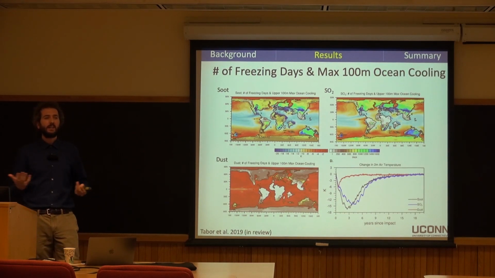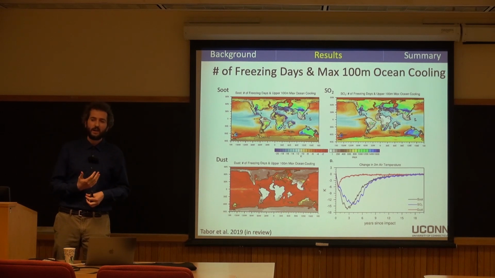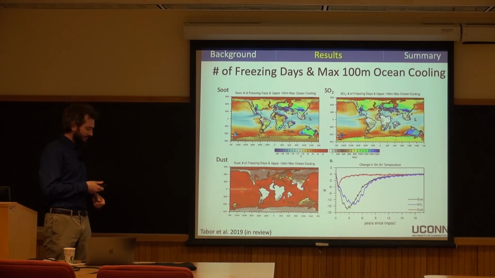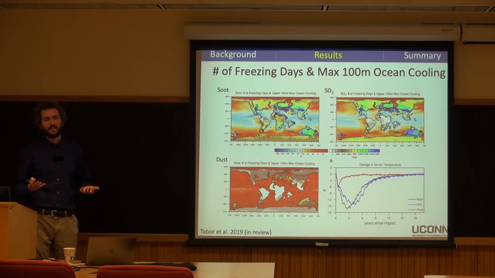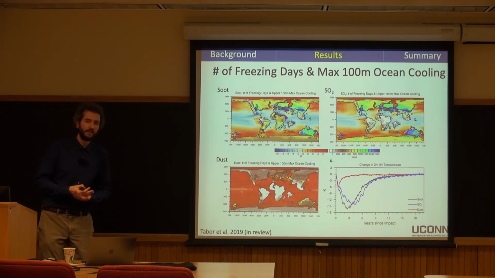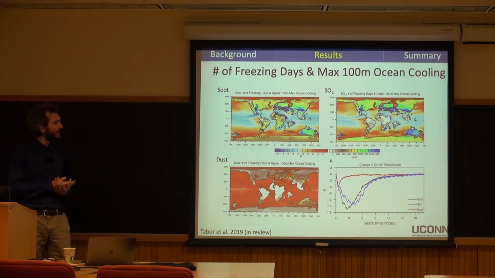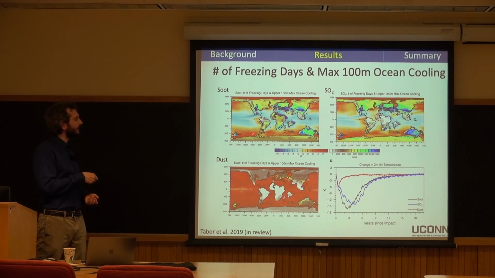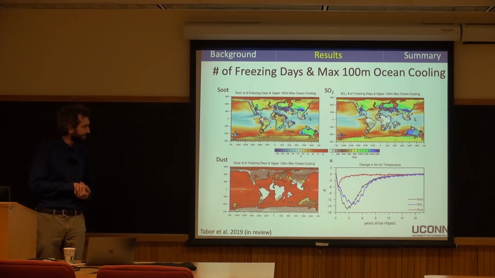If we again try to tie this back to how it might have impacted life on Earth at this time period, we can look at things like freezing days and the upper ocean temperatures. Here I'm showing a combined plot, and hopefully it's not too terribly confusing, of the increase in the number of freezing days compared to the pre-impact climatology, and the greatest amount of cooling in the upper 100 meters of the ocean.